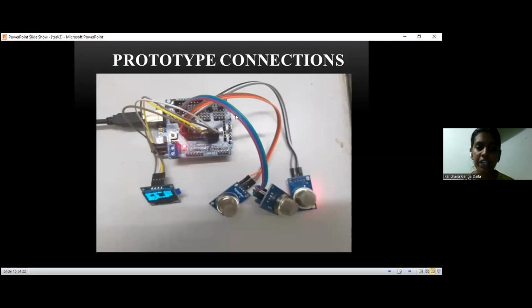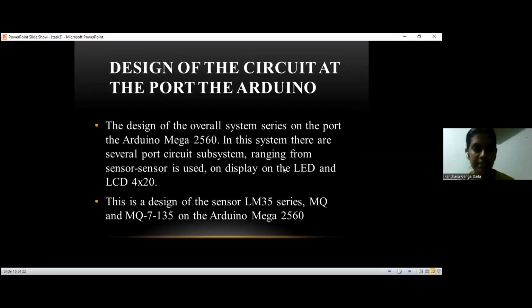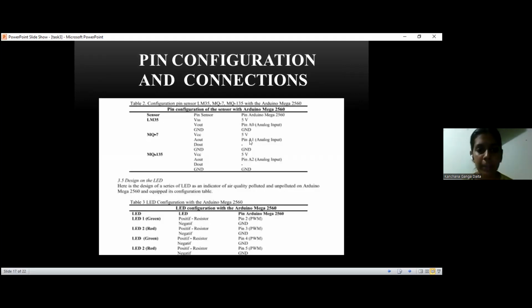For each board, we connect the data using the ports. There are several port subsystems in the circuit design of the Arduino board, and they are classified into different colored wires. For input data we can have green, for ground we have black, and for negative we have red, like that. For each different sensor, we can identify which colored port we need to use, and we need to connect the data accurately. So this is the pin configuration.